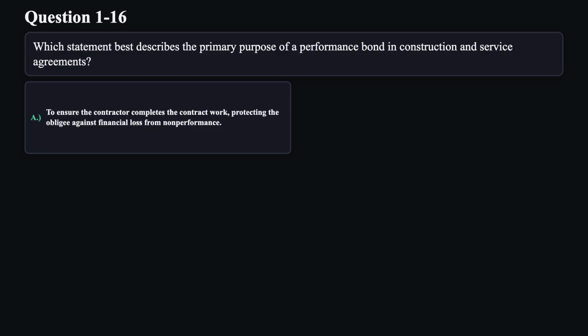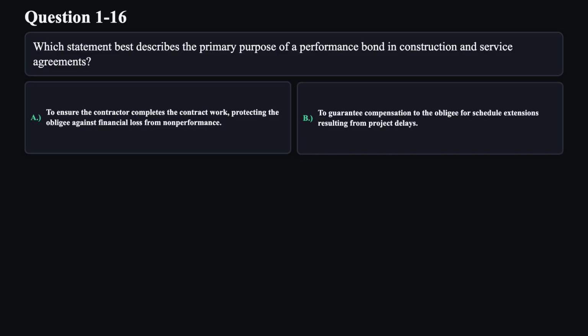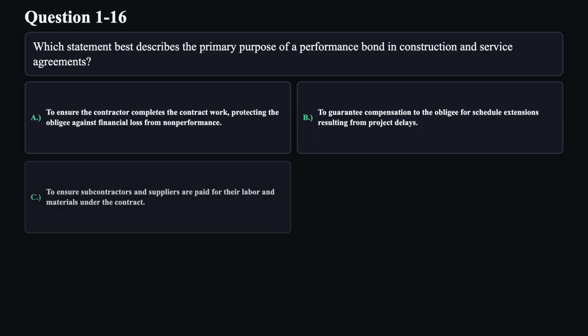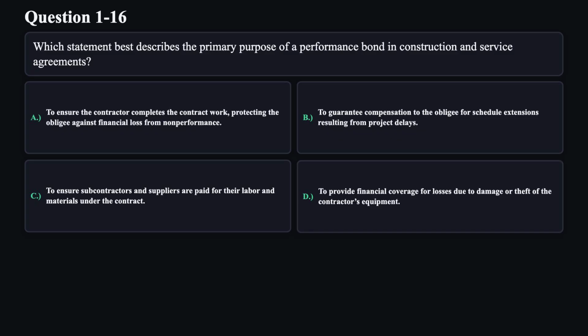A. To ensure the contractor completes the contract work, protecting the obligee against financial loss from non-performance. B. To guarantee compensation to the obligee for schedule extensions resulting from project delays. C. To ensure subcontractors and suppliers are paid for their labor and materials under the contract. D. To provide financial coverage for losses due to damage or theft of the contractor's equipment.